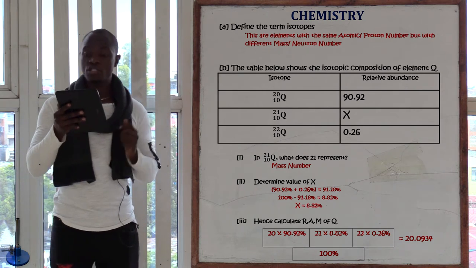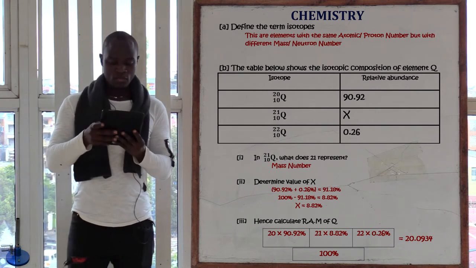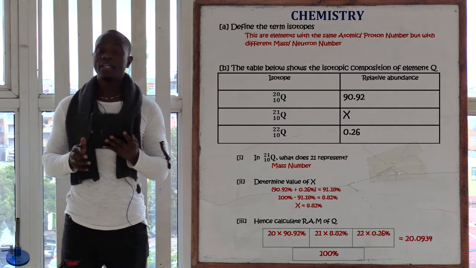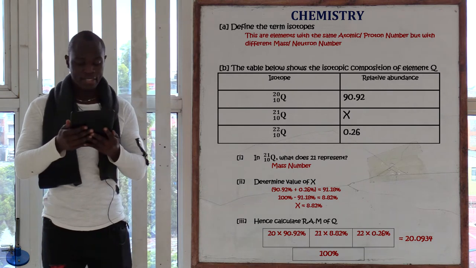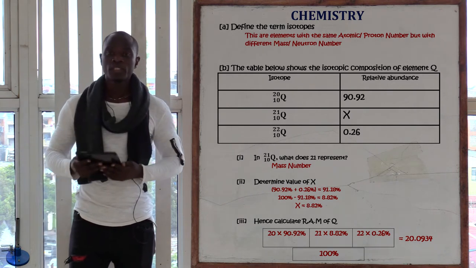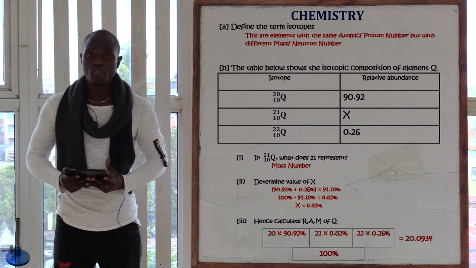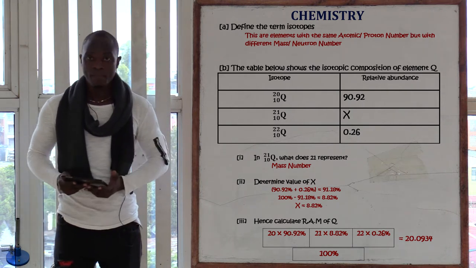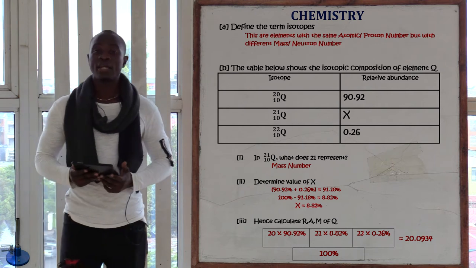The next question, which is Roman 3, is asking, calculate the relative atomic mass, which is the RAM of Q. First of all, what is the definition of RAM? If you have been asked in an exam, define the term RAM. So what is RAM, which is the relative atomic mass?